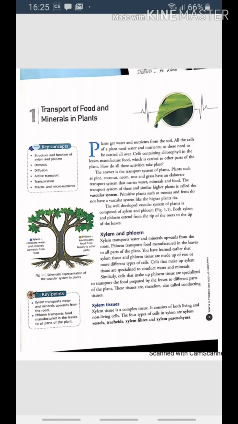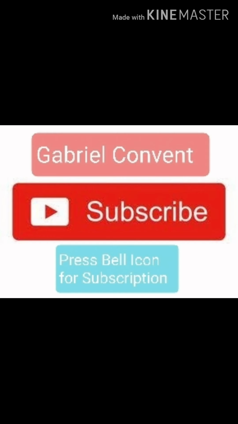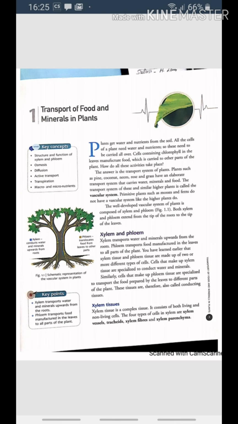Sunlight: the rate of transpiration is more during the day because the stomata are open. Stomata remain closed at night, so no transpiration takes place at night. The second factor is temperature. The rate of transpiration is more on a hot day as compared to a cold day. Then the third factor is wind. The transpiration rate is more if the wind is blowing. This is because the water vapor is removed faster from the leaves.